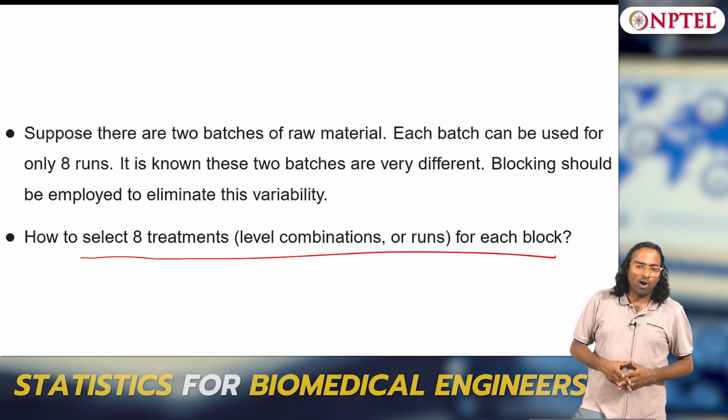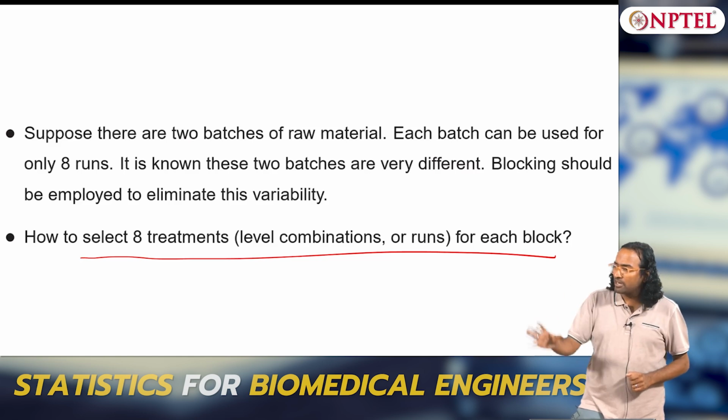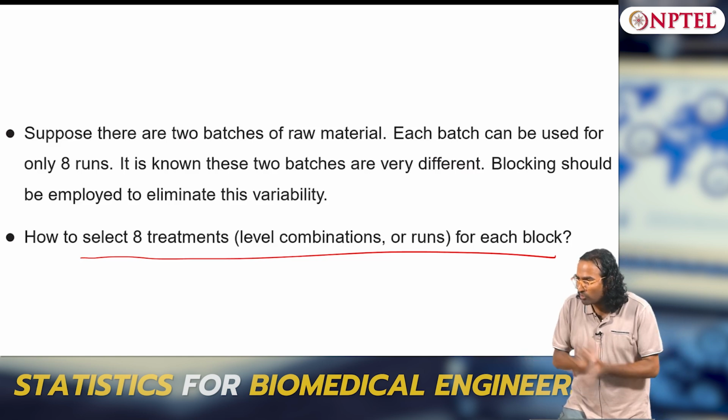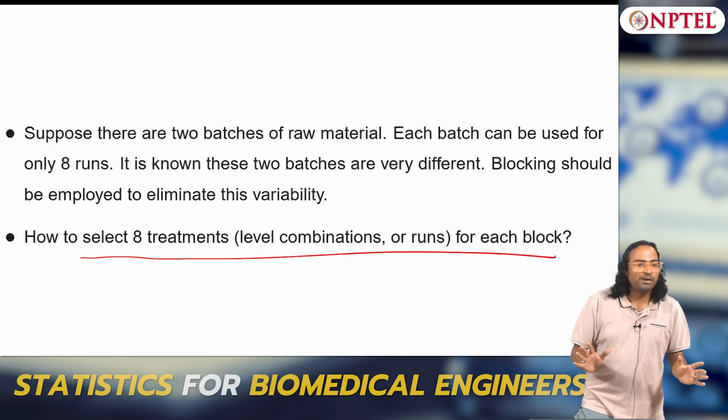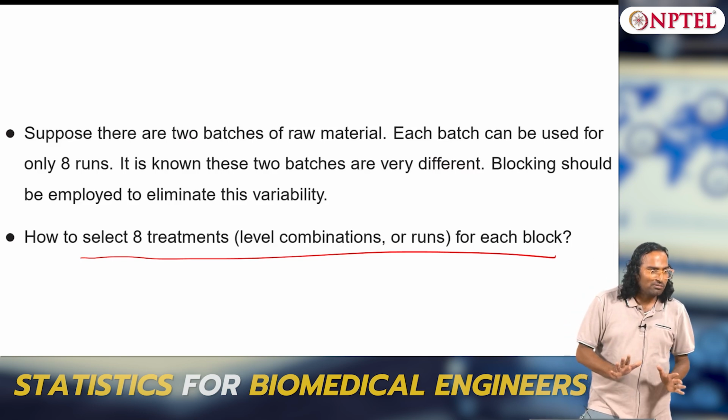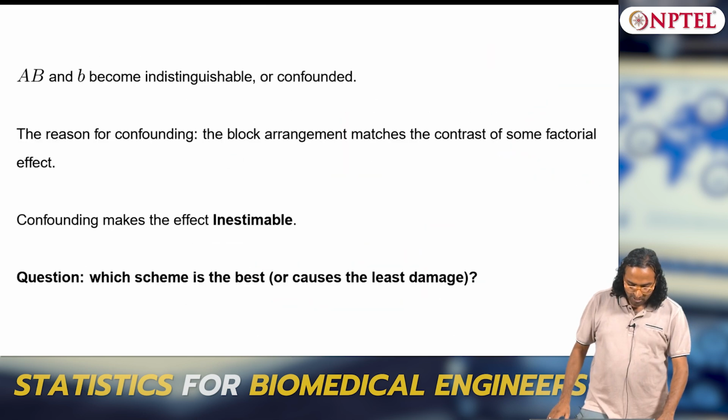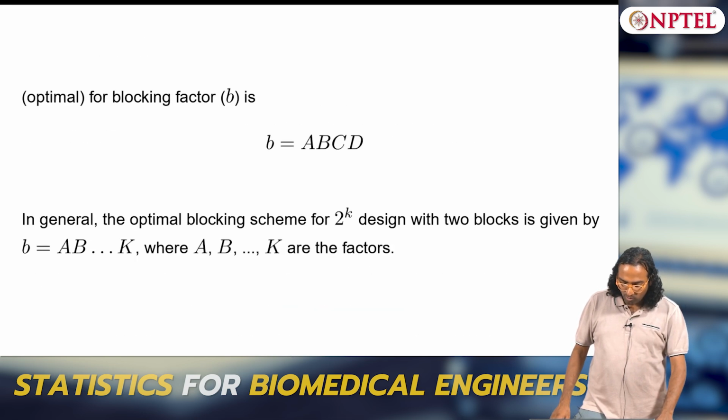Okay, so totally how many experiments am I sacrificing? How many experiments am I leaving out? Instead of 32, I am doing only 16 experiments. Obviously confounding will be there. So now the question is how to conduct so that there is minimal confounding, minimal damage. So to that end, what did we decide?